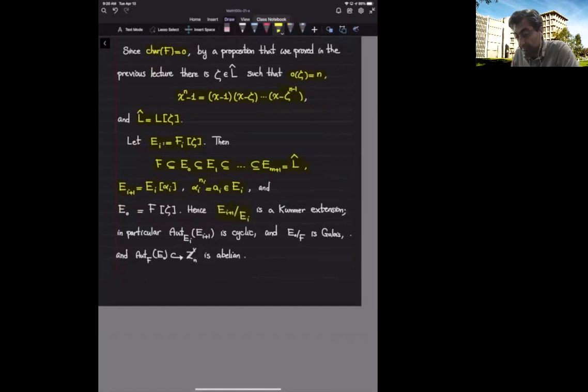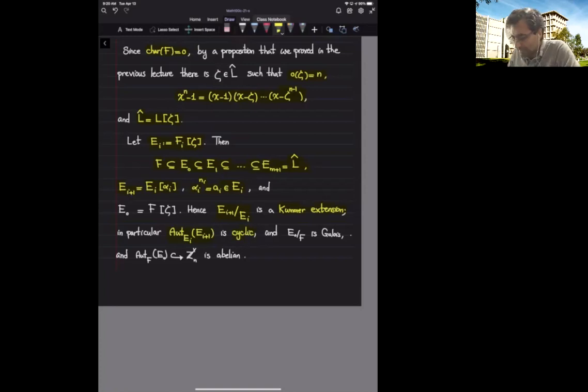And that implies, first of all, that it's a Galois extension. And second, the group of automorphisms of this extension is a cyclic group. So this is a Galois extension, and the group of automorphisms of E sub i plus 1 over E sub i is a cyclic group.